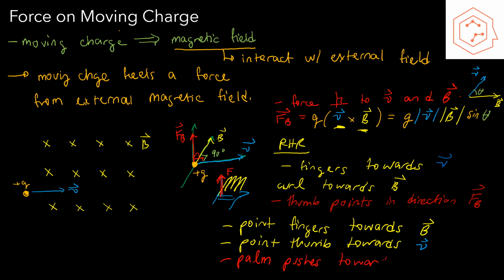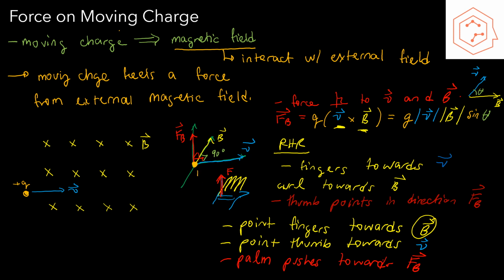towards the force. And most people prefer this because while in the first method you could curl your fingers in the wrong way, for example, maybe you chose to curl your fingers in the opposite direction, your thumb would point downwards and you'd get the wrong answer. In this case, all you have to do is point your fingers in the direction of the magnetic field and your thumb in the direction of the velocity, and your palm is automatically going to push towards the direction of the force for a positive charge.